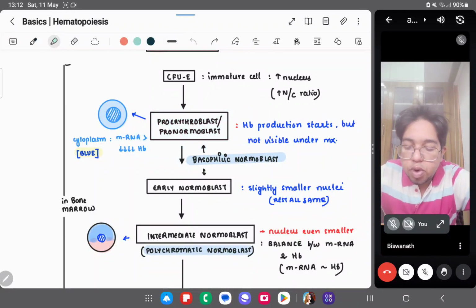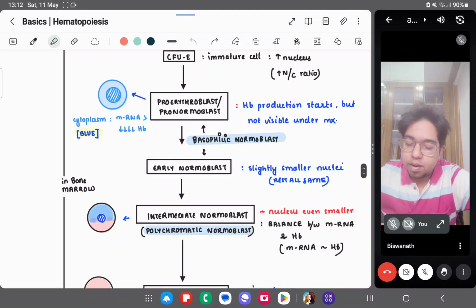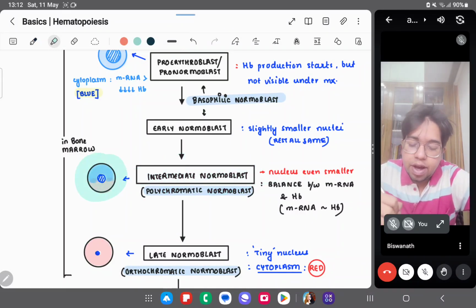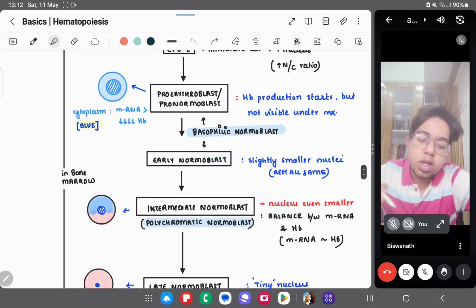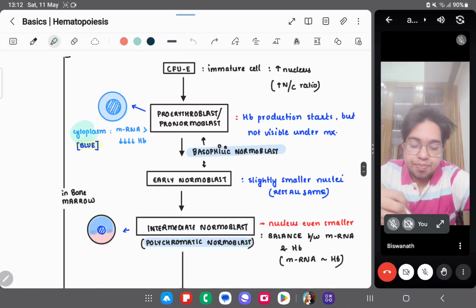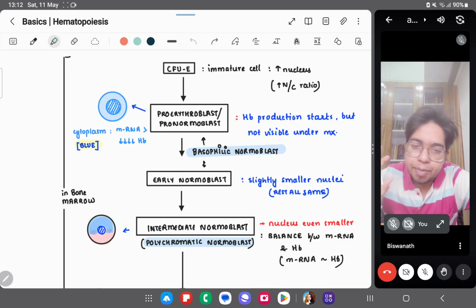Then it differentiates into proerythroblast, also called pronormoblast, in which hemoglobin production starts. The question comes: hemoglobin production starts at proerythroblast, but it is visible first at the intermediate normoblast, because only now do you have the red color appearing. In the previous two stages, you have the blue color only. So proerythroblast or pronormoblast has blue cytoplasm, and mRNA is more than the hemoglobin. So there is very, very little hemoglobin present. mRNA is more, so it appears bluish.